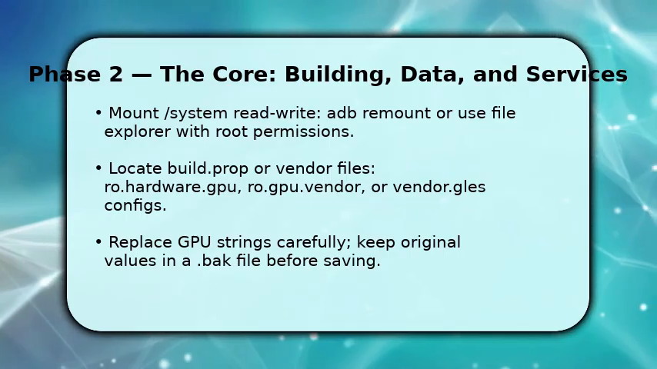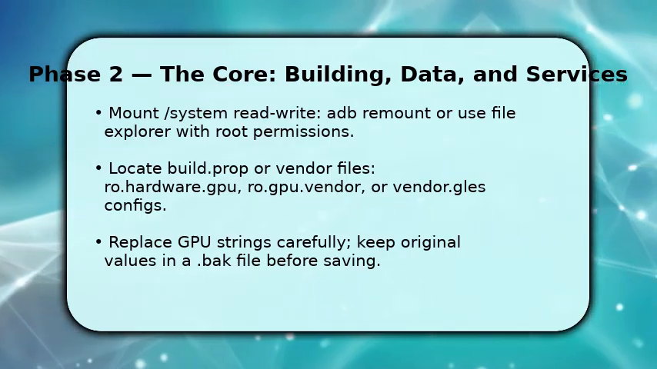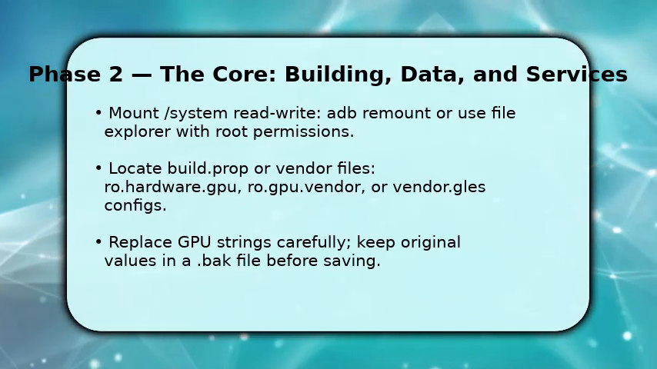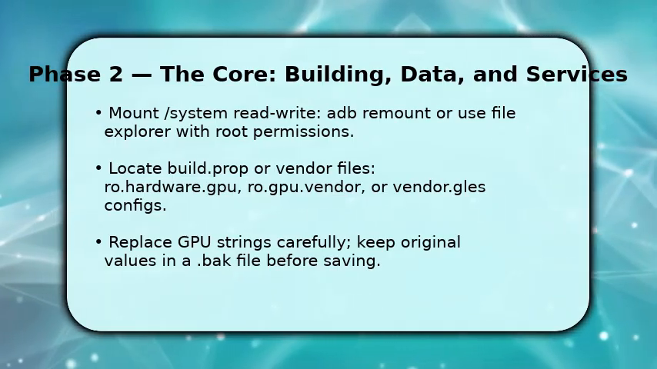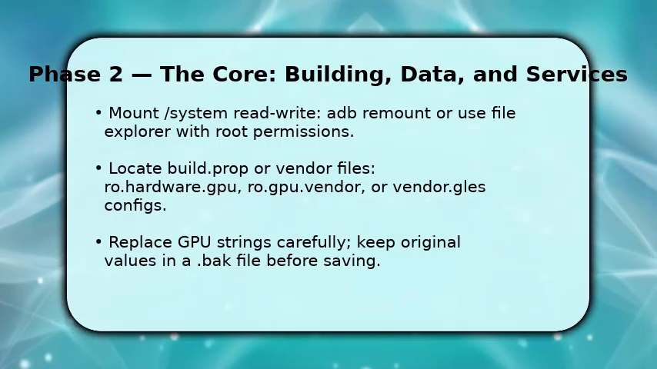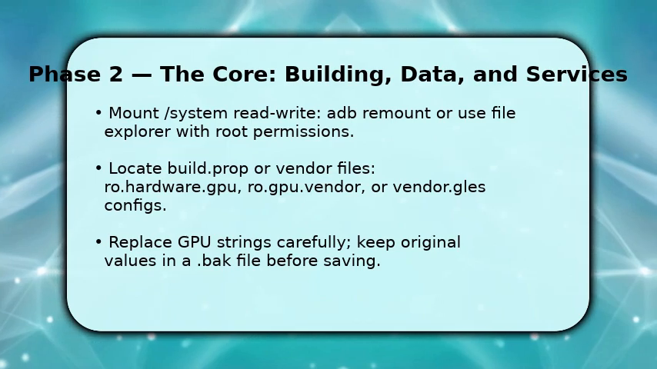Then edit keys like ro.hardware, gpu or vendor, gles asterisk, to the desired GPU name, preserving syntax and quotes. After editing, save and push the modified files back. Set correct permissions, 644, and ownership, because improper permissions break system access to these properties.